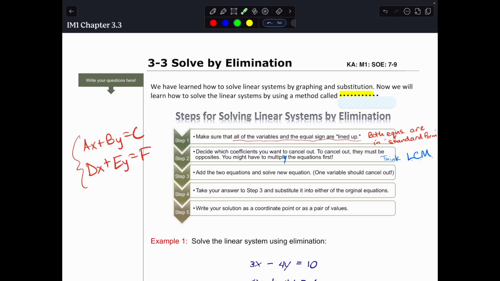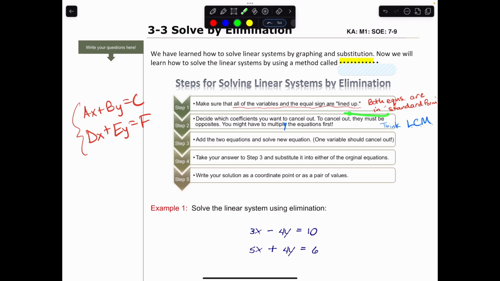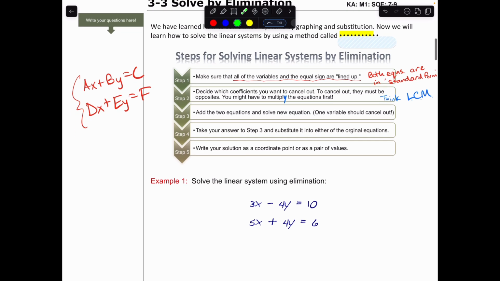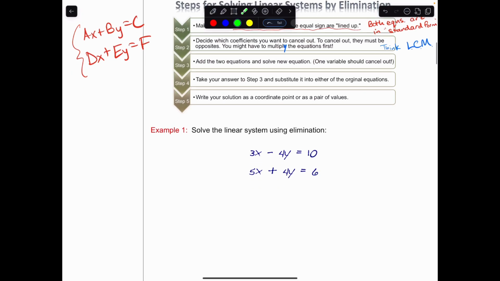okay? And then step 2, we have to decide which coefficients we want to cancel out. To cancel out, they must be opposites, kind of like we saw in the example. You might have to multiply the equations first. And write this part down, please. Think LCM, that stands for least common multiple, okay? So the least common multiple of 4 and 4, well, that's just 4, right? You want to make one of them negative and one of them positive, but they're already their least common multiples, okay? And then we're going to add them.